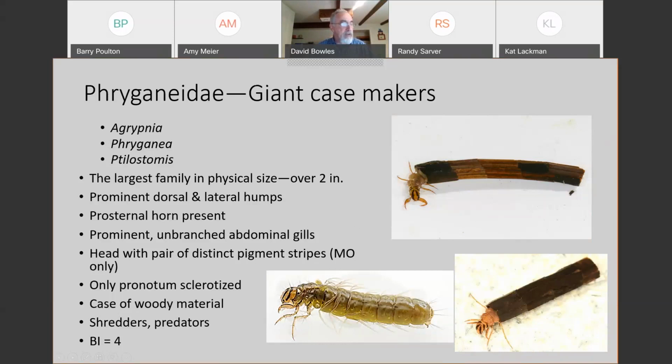Only the pronotum is sclerotized. It's a little bit difficult to see here, but it is sclerotized. The mesonotum and metanotum are not sclerotized. They are either shredders or predators, and they have a biotic index of 4.